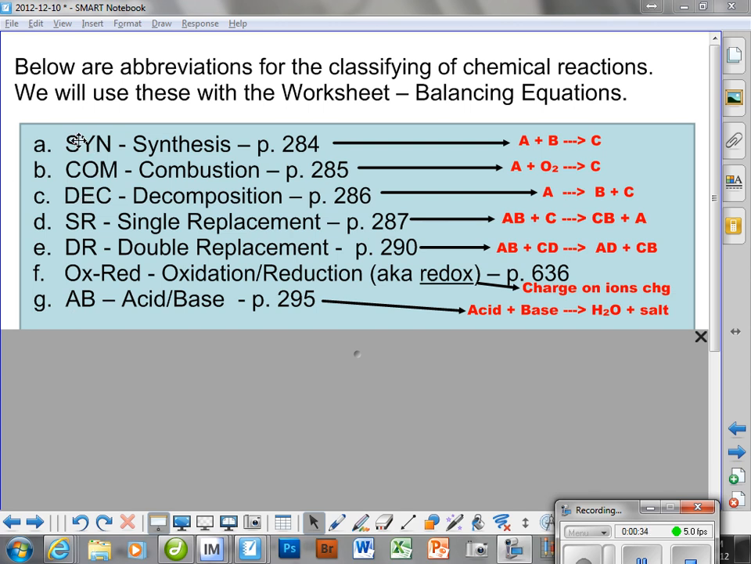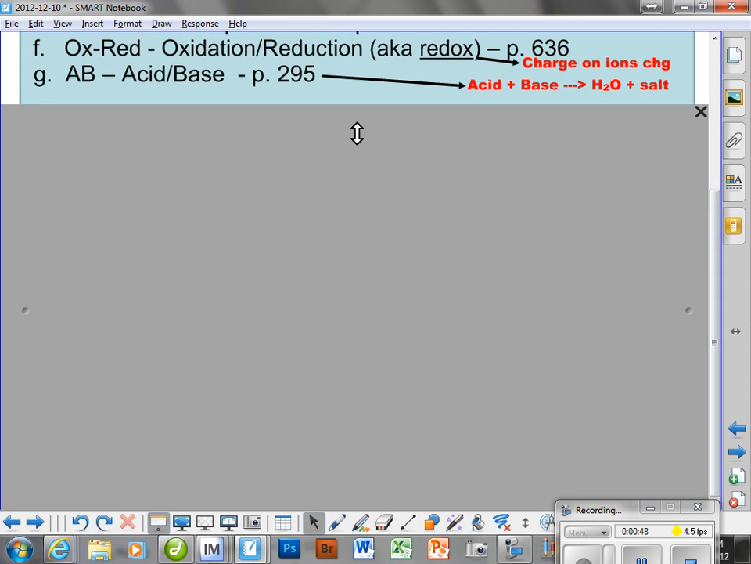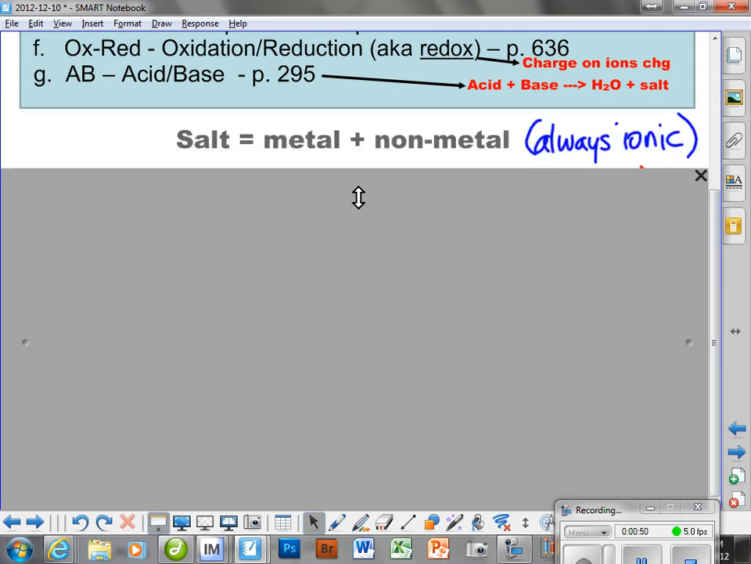Let me highlight it a little bit with the little thing that makes a circle. All of these guys are what we're going to be discussing in just one moment. But for you to be able to do these properly, you're going to have to understand a couple of things. First of all, a salt is always a metal with a non-metal. And that's something you should put down in your notes now.